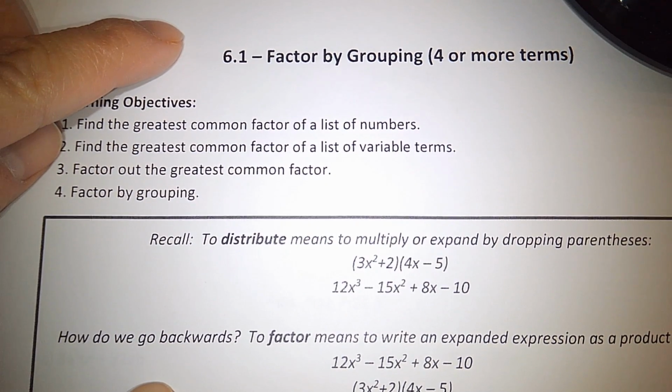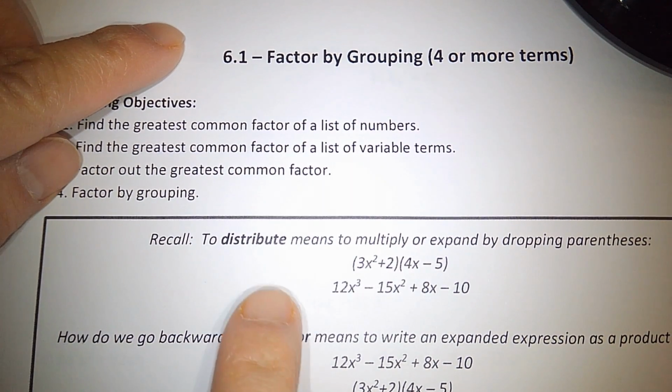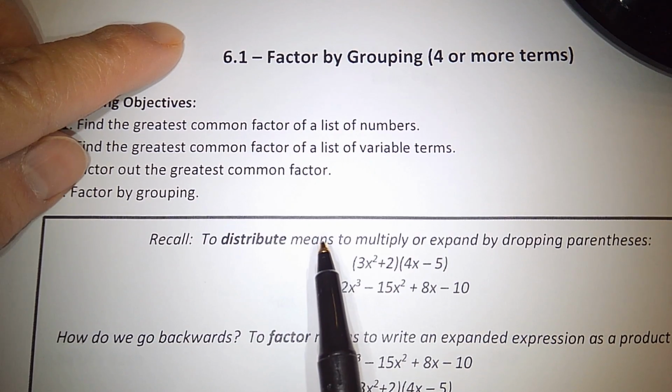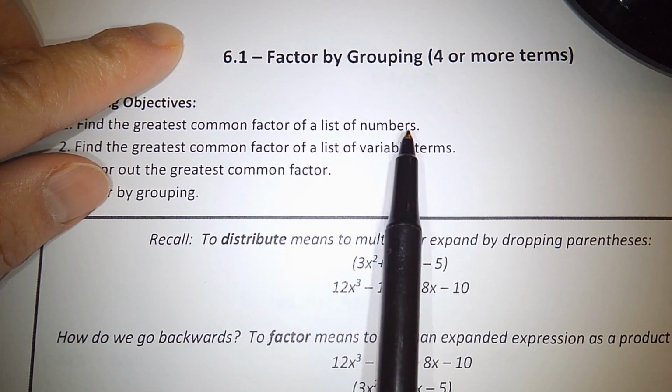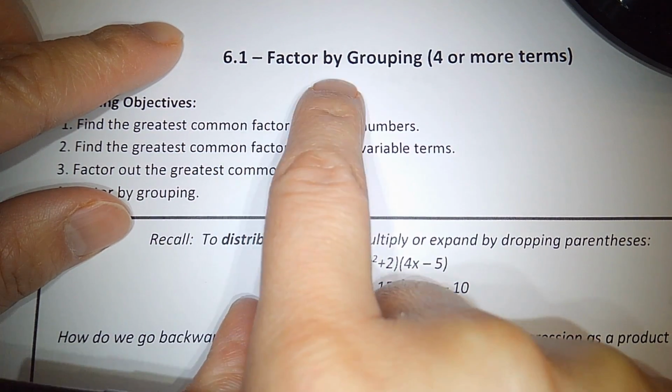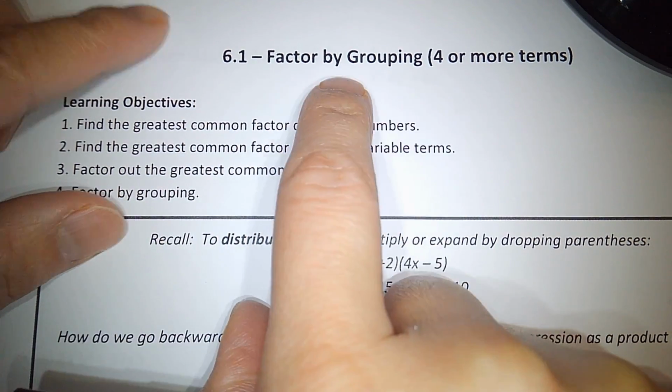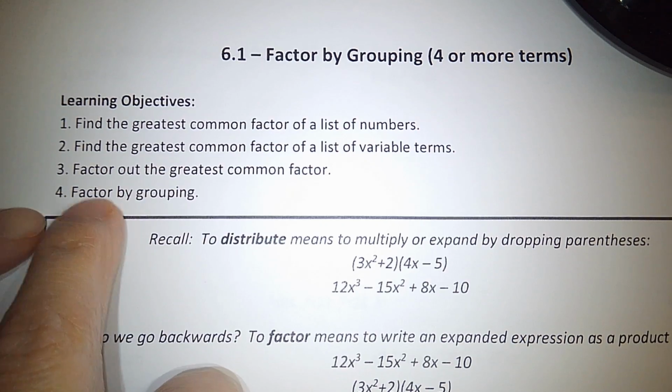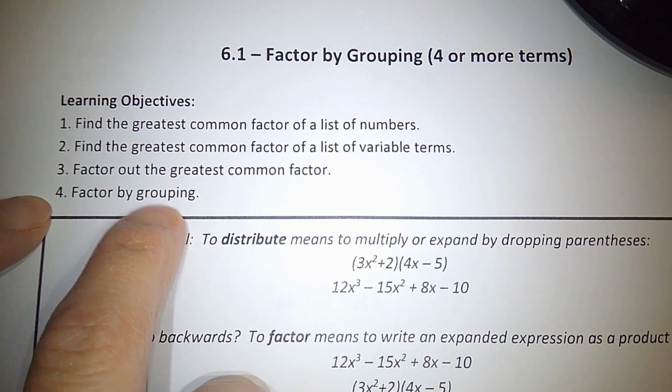Okay, so in chapter 6, we're going to learn what? Factoring. The entire chapter 6 is about factoring. The first section, 6.1, is about factor by grouping. Factor by grouping is the last objective in this section 6.1 we're going to do.